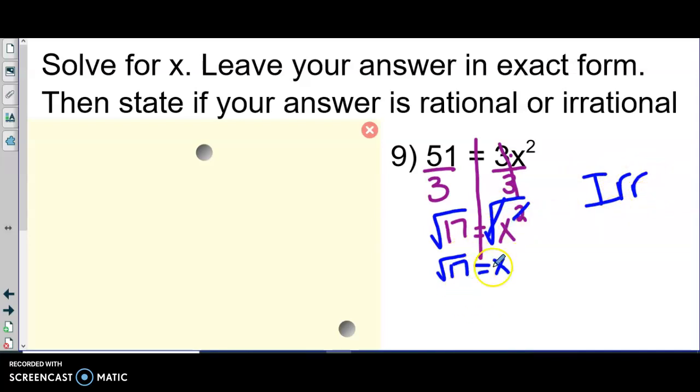Now remember, every square root does have 2 answers, so you could say plus or minus the square root of 17. I think that's it.